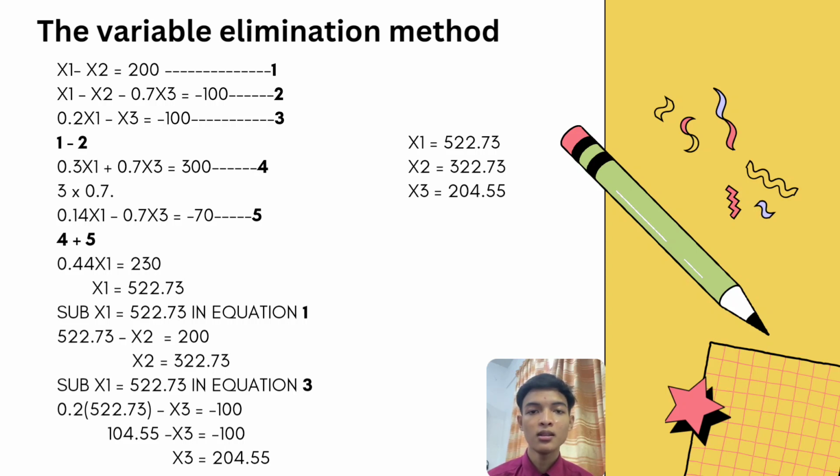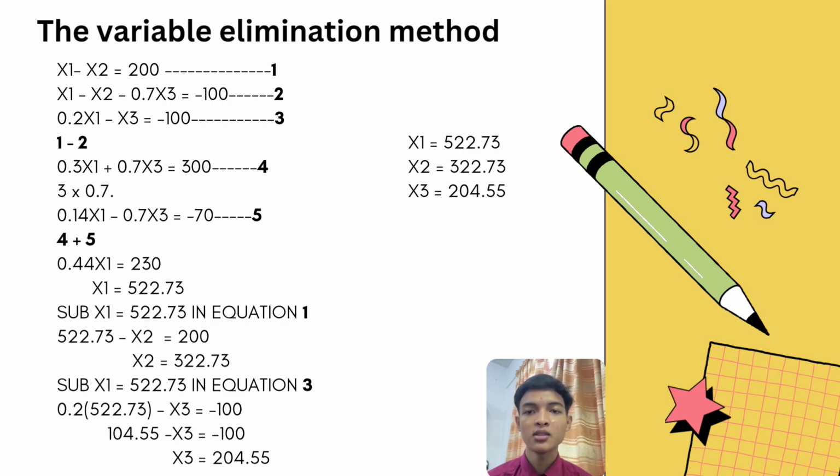Next, we need to multiply equation 3 by 0.7 to eliminate x3. Then we get 0.14 x1 minus 0.7 x3 equal to negative 70, and label it as equation 5. Next, we need to add equation 5 and equation 4, so we get 0.44 x1 equal to 230. Then x1 equal to 522.73. Next, we need to substitute that x1 in equation 1.